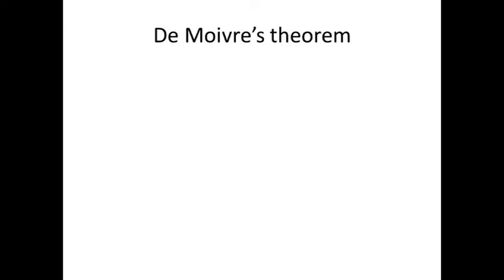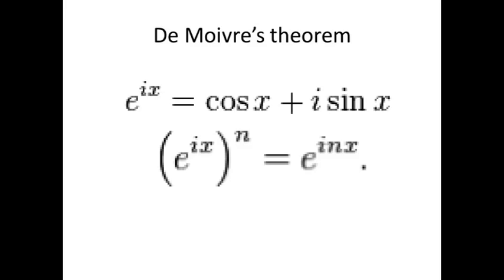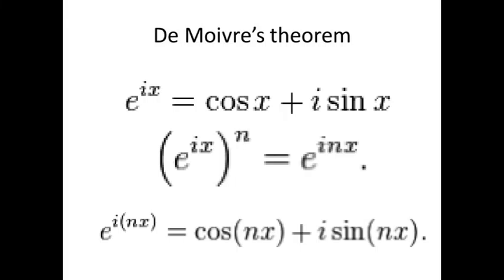But if this is not satisfactory, then here is a more rigorous mathematical proof. Start with Euler's formula and then just exponentiate the exponential. And of course, by laws of easy mathematics, you know that it's just multiplying the x by n. Apply Euler's formula again, and now you see that n times x is the angle.